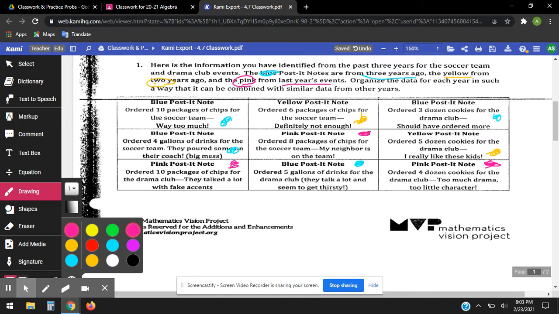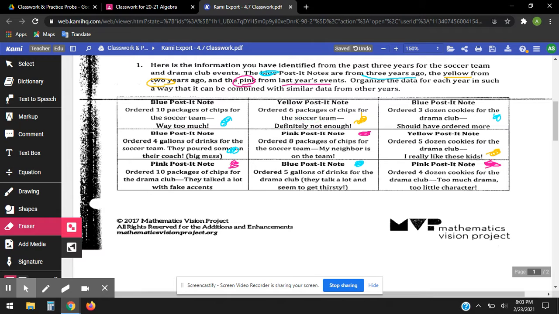All right. Organize the data for each year in such a way that it can be combined with similar data from other years. So if we look at the post-it notes, we have the soccer team, and I'm going to do soccer in green. And here's a soccer team. And oh, we've got both on none of them. All right. Well, let's take the blue post-it notes first.